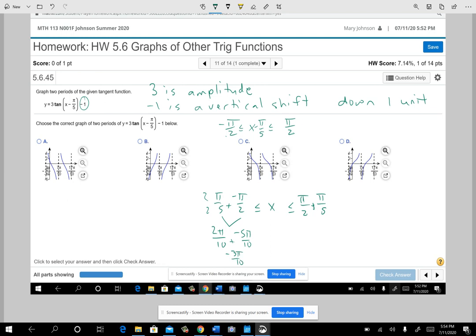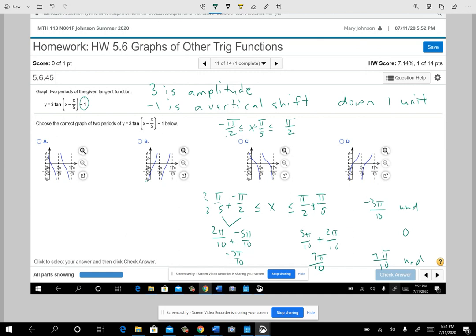So you see that -3 pi over 10 that they're using there? Then over here, you need a common denominator. This would be 5 pi over 10. This would be 2 pi over 10. So 7 pi over 10. So that means I should have asymptotes at the -3 pi over 10 and the 7 pi over 10. Okay, those would be there and there. And halfway in between those two, you should hit 0. So this should be undefined, undefined.